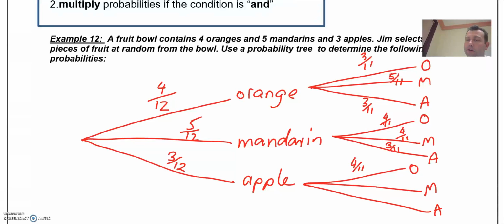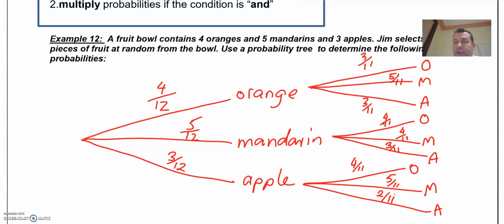We've chosen an apple the first time. Then, how many oranges are left in the bowl? There would be 4 oranges out of 11. Now, sometimes these go on and on, and sometimes these numbers are reducing, sometimes they're not. It depends on whether or not we are replacing those things we've taken out. But this is a nice example where I take something out and don't put it back. How many mandarins? There's still 5, so 5 of my 11 pieces of fruit are mandarins at this stage. Or, if I choose an apple, there's only 2 left now. There is a 2 in 11 chance of choosing an apple after having already chosen an apple.